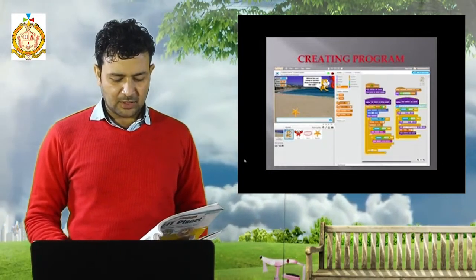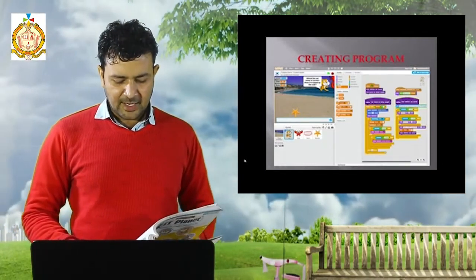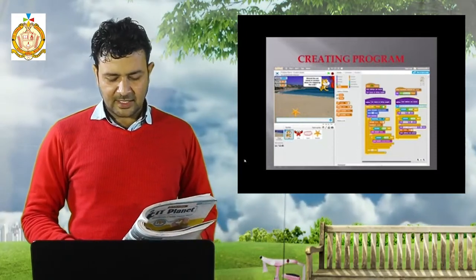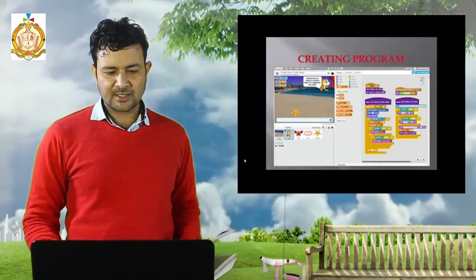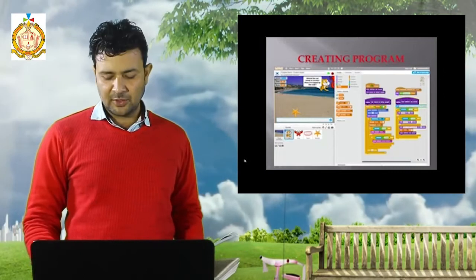Then you have to click on control, drag the wait 1 second block into the script area. These are the steps to create a new program. Then it will come on your screen.